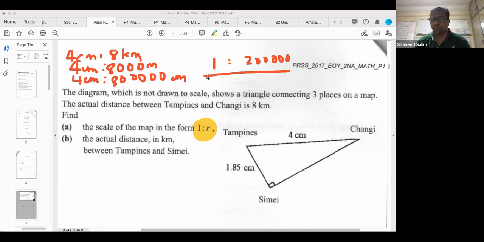You can also do, I just add one more thing. You can also do something like this. You find out what is 1 cm in km. 1 cm represents, you divide by 4, 2 km. You can use this one now, 1 cm to 2 km, to solve this. 1.85 cm is how many km?